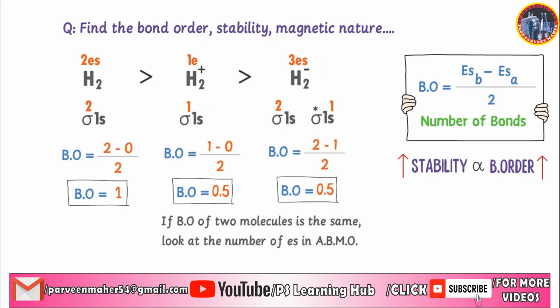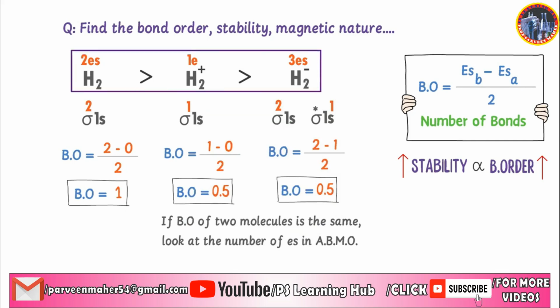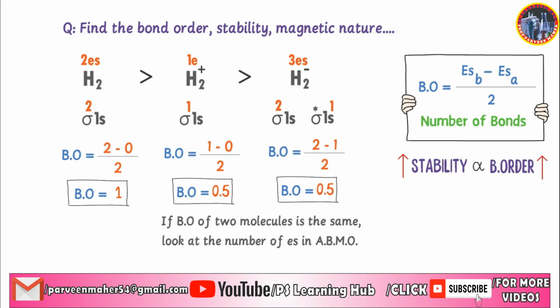Thus the order of stability is H2 molecule, H2 positive ion, and H2 negative ion. Hence the hydrogen molecule is more stable than the H2 positive ion, and the H2 positive ion is more stable than the H2 negative ion. Now what about the magnetic nature of these molecules?